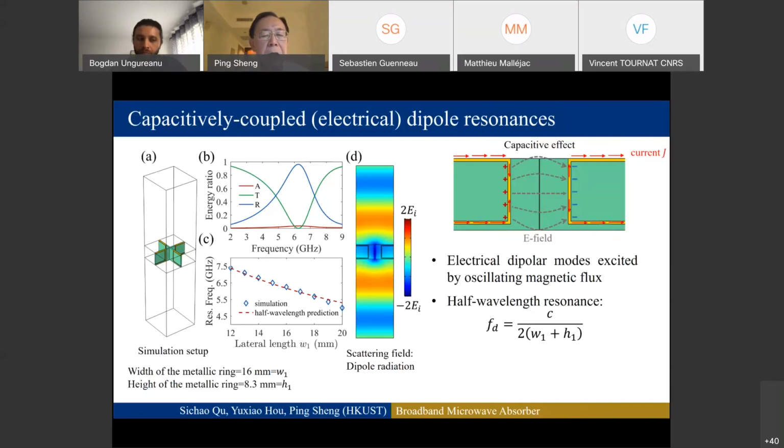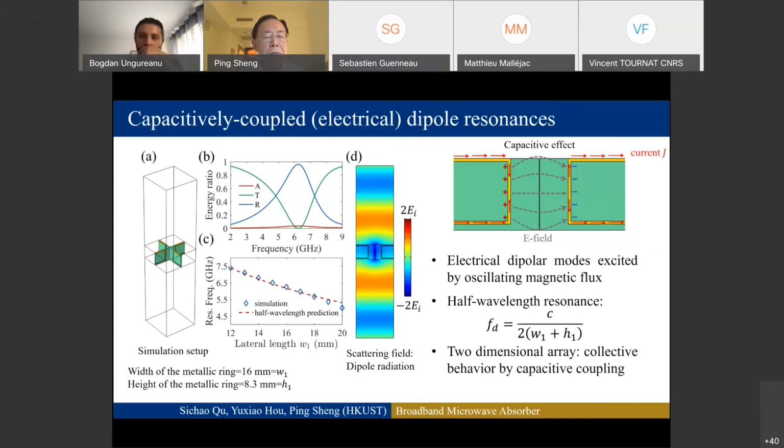And in D, you can see the dipole resonance, of course, is going to radiate. So this is obtained by subtracting off the incident wave. And you can see the dipole radiation. And that accounts for the broad resonance peak because it's lossy. And on the right top, you can see the capacitive effect. Once you have the dipole resonance, you can have a coupling between the neighboring ones.